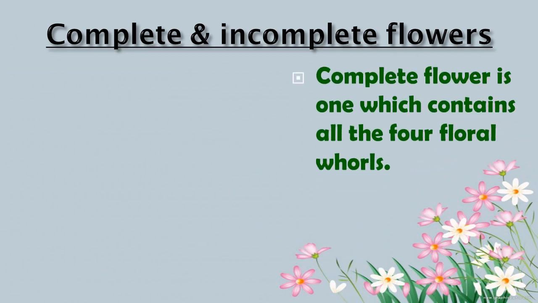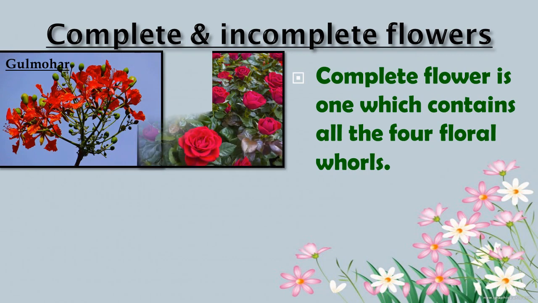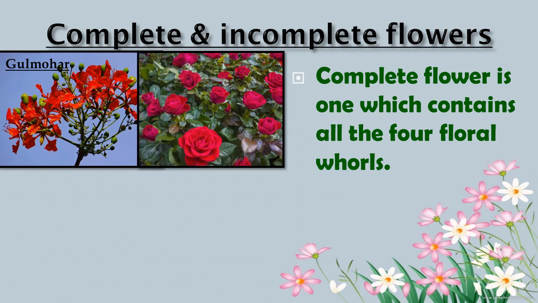So students, a complete or perfect flower is one which contains all the four floral whorls. All four floral whorls means they contain calyx, corolla, androecium and gynoecium. So this is a complete flower, with all four whorls present. Here are the examples of complete flowers. The first example is gulmohar and the second is a rose. These flowers contain all the floral whorls.